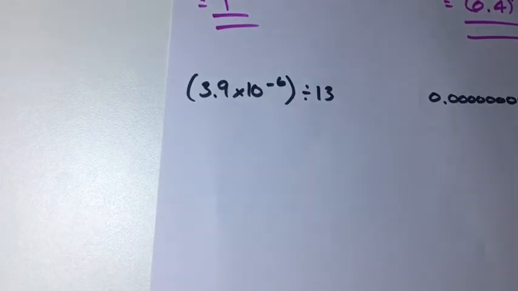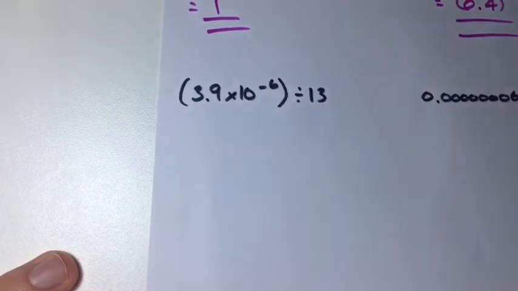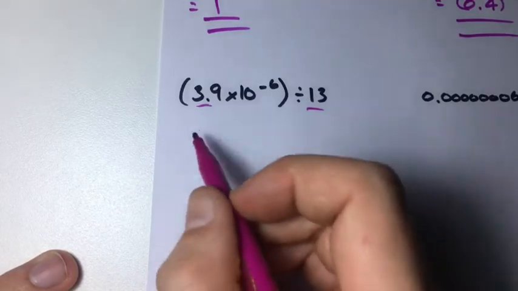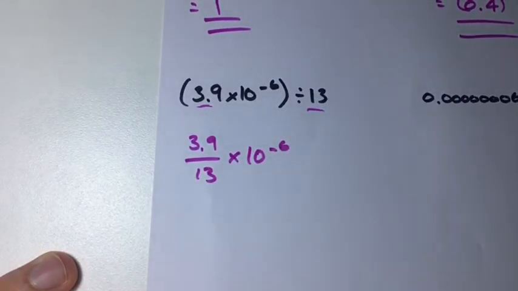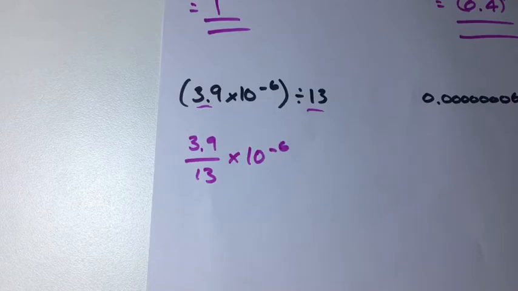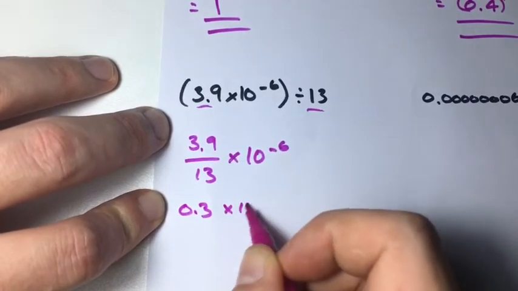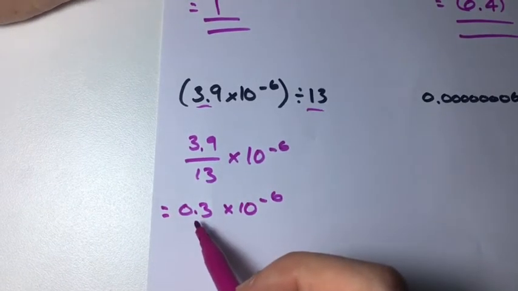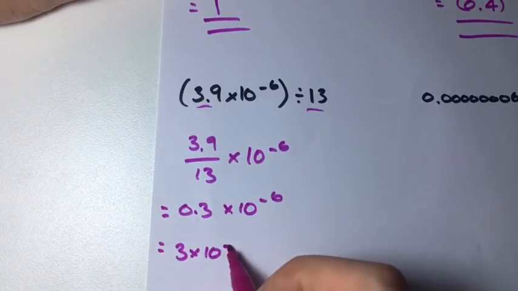Alright, in this example we are working with scientific notation. So we have 3.9 times 10 to the negative 6 divided by 13. So right away we can just go ahead and divide my numbers out. So 3.9 over 13 times 10 to the negative 6. Now 3.9 divided by 13, if you work it out, comes to 0.3. Bring this down, times 10 to the negative 6. Now we want to change this to scientific notation also. So 0.3 is equal to 3 times 10 to the negative 1.